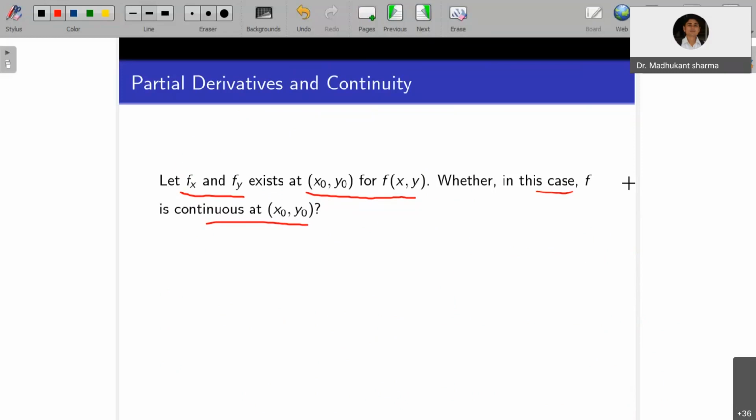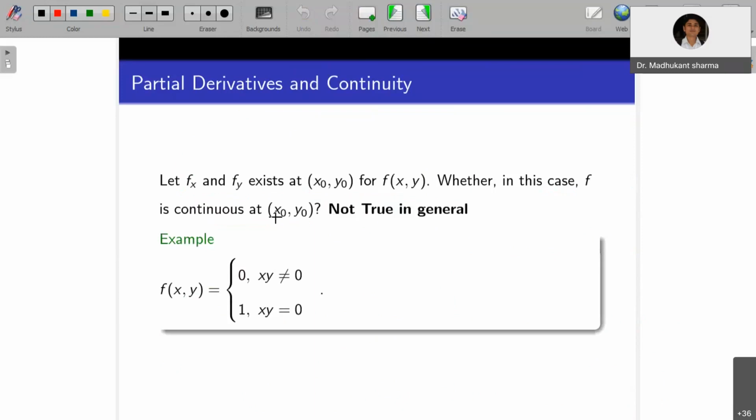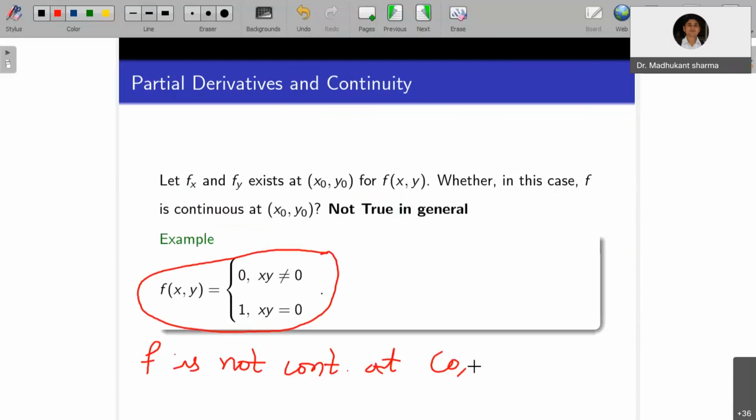I have an example here. So this is not true in general. With this example, we can show that clearly the function is not continuous at 0. Can I say that this given f is not continuous at 0? Because f at 0, 0 is 1. You can see f at 0, 0 from this definition, this value of f is 1.